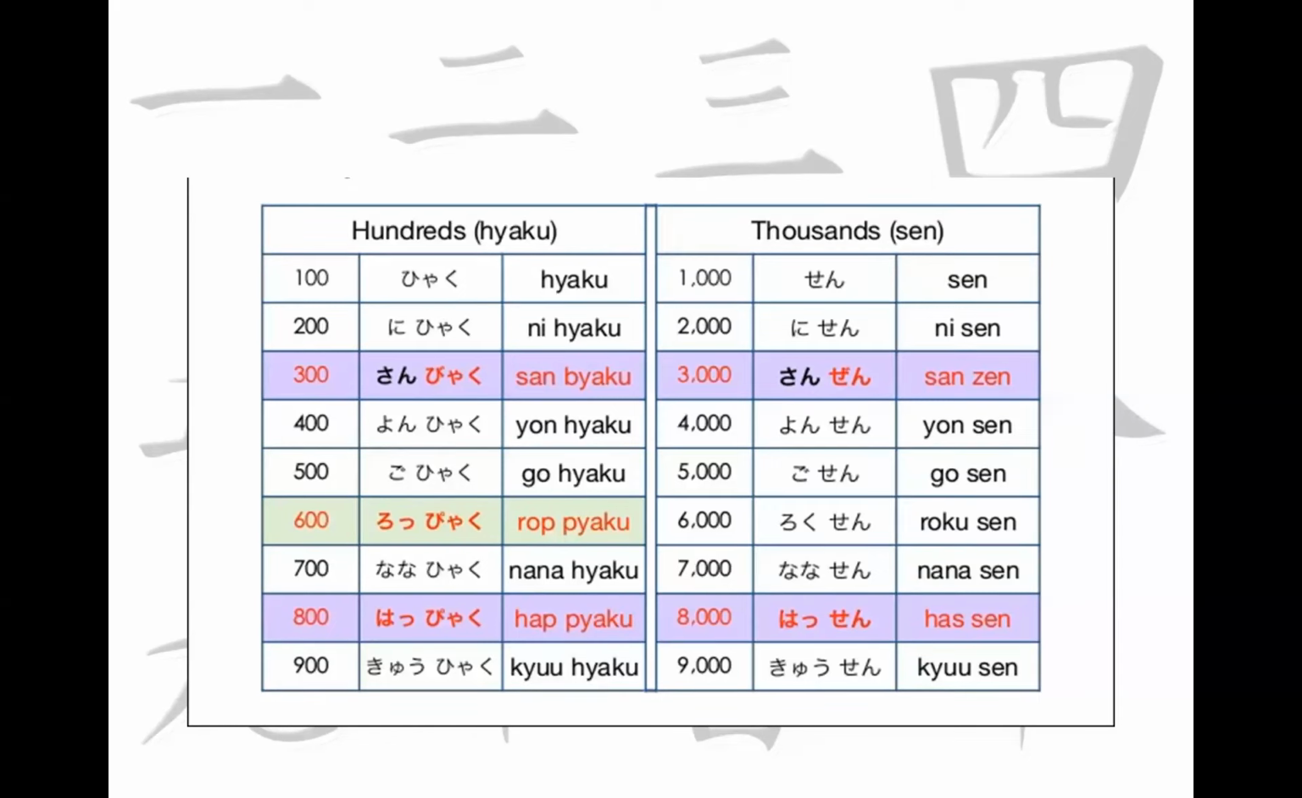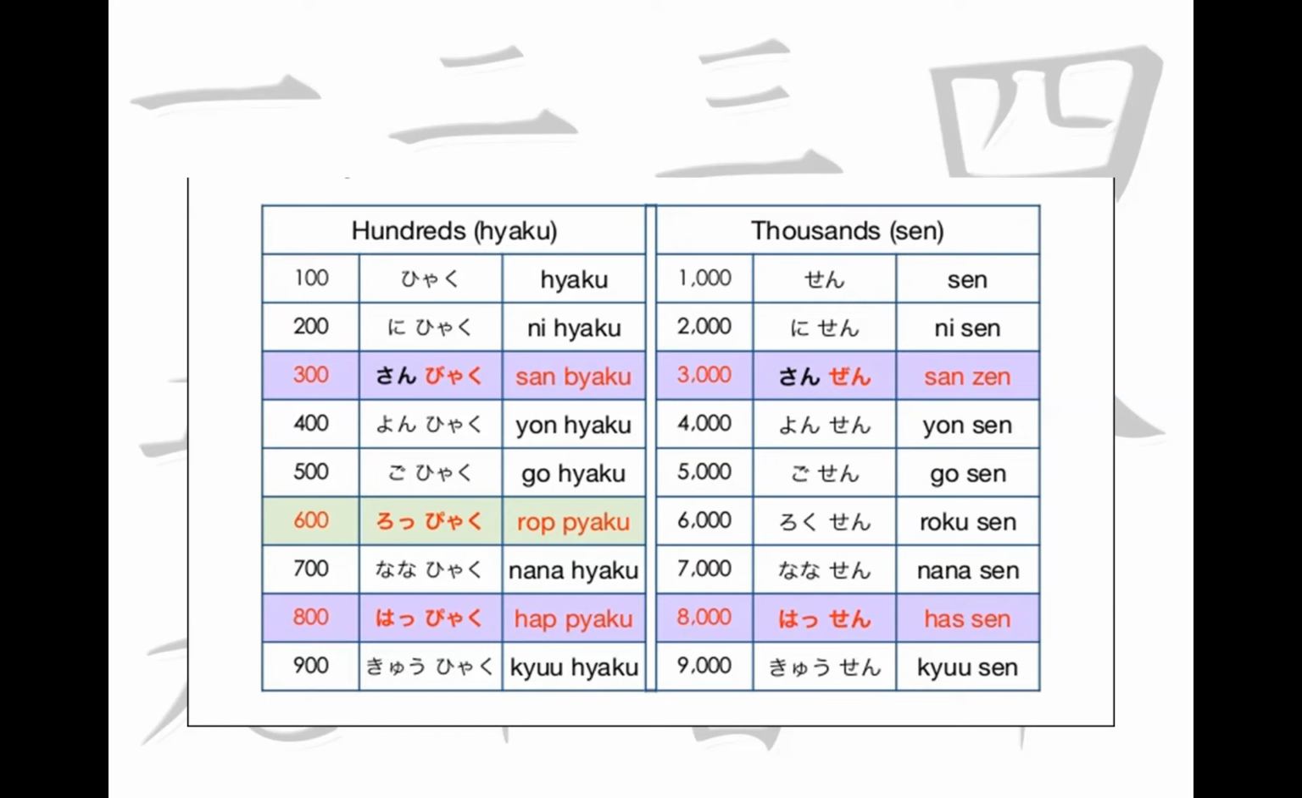Now, let's move on. 400, yon hyaku. Again, yon hyaku. Slowly, per syllable, yon hyaku. 400. Now, 500, go hyaku. Again, go hyaku. Now, slowly, per syllable, go hyaku.